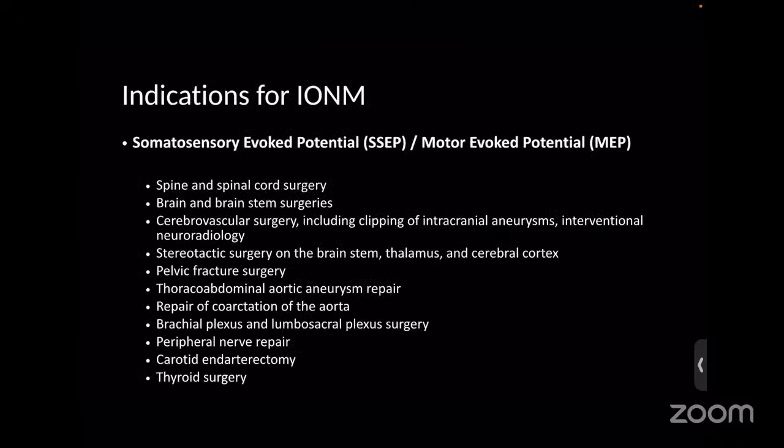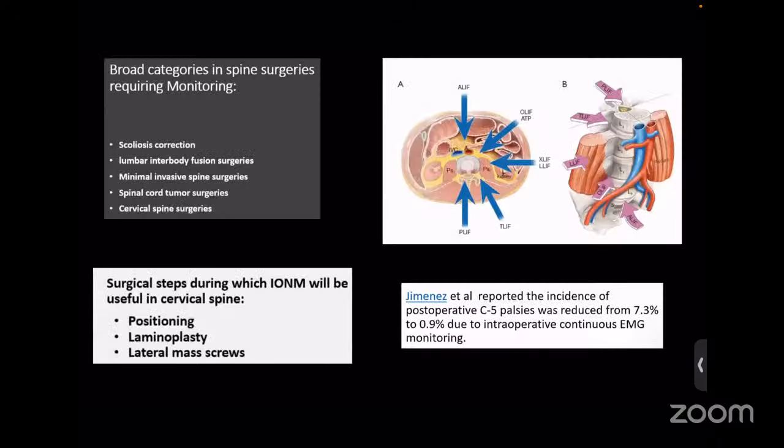Now, indications for IONM are so many, but spine-related, definitely scoliosis correction, lumbar interbody fusion surgery, especially XLIF, where we want to look at the lumbar plexus and the genitofemoral nerve. Then there are minimally invasive surgeries where through the Jamshidi needle we can do the monitoring. Then there are spinal cord tumors like intramedullary. Some even use it for intradural.